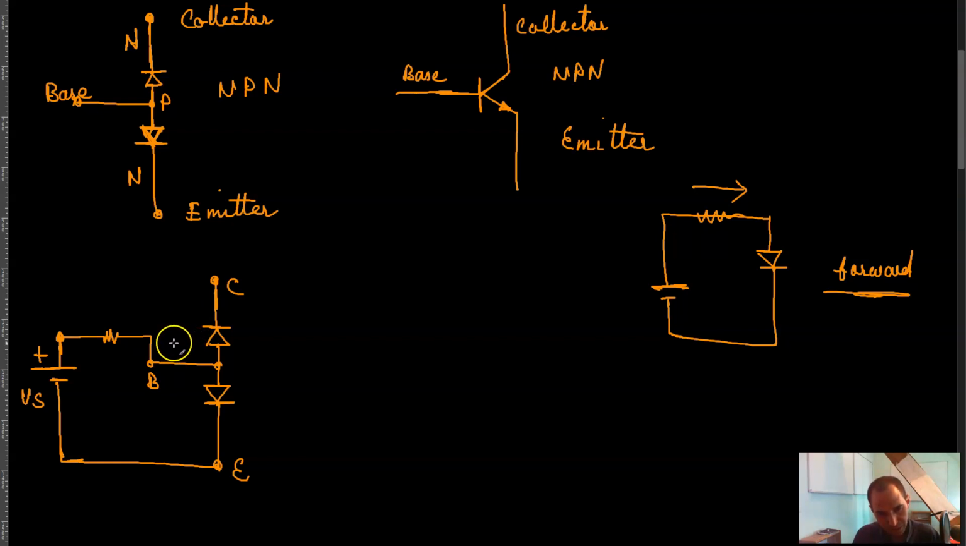Now the problem with these two diodes is that normally, if you have two diodes like this connected back to back, no matter whether you put positive here, negative here, or negative here, positive here, in any case one of these diodes would be reverse biased, and then of course you would have no current going through your circuit.